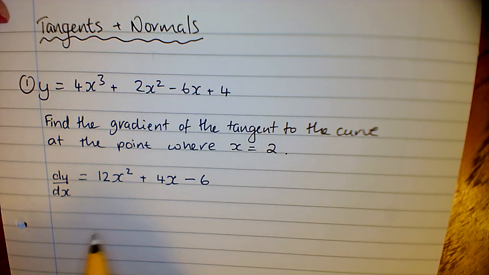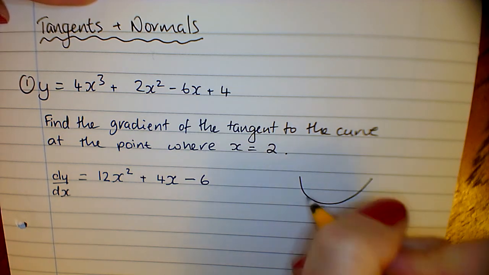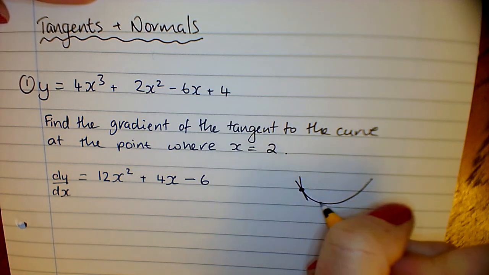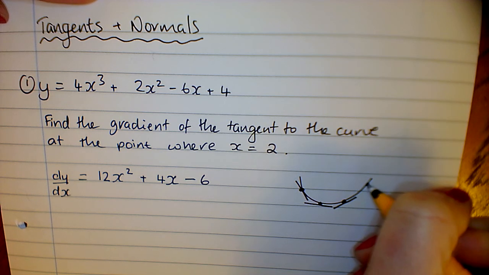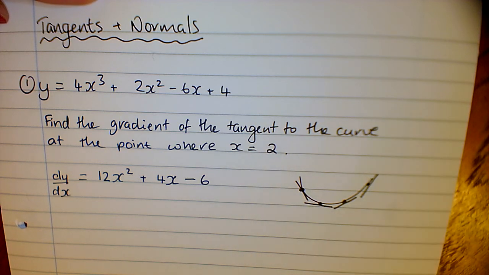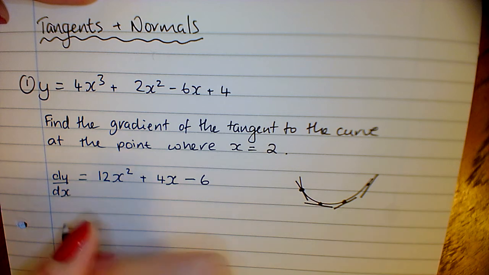So that kind of gives us like a wee formula to find the gradient of any of the tangents. Because remember, a curve will have lots of different tangents the whole way along. So the value of the gradient will change depending on where on the curve you look. So this is like the formula that gives us all of these gradients.